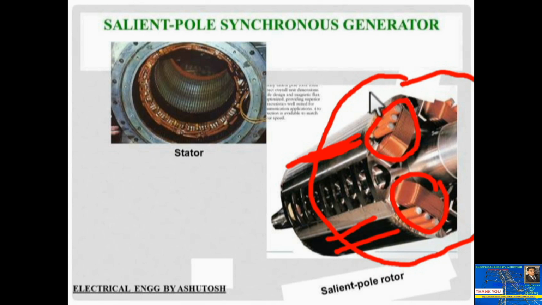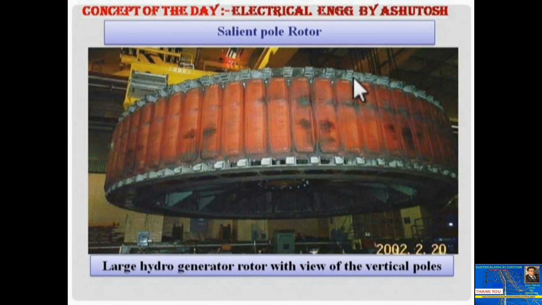So here the diameter is bigger, larger, and the axial length, which is the length of the shaft, is smaller. Also you can see in the diagram, this is also a salient pole rotor picture. This is a large hydro generator rotor with a view of the vertical poles. So these are different numbers of poles. You can see there are many poles mounted on the shaft. These are called projected poles.